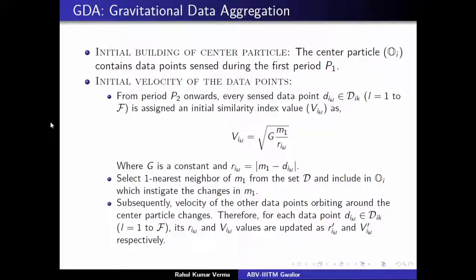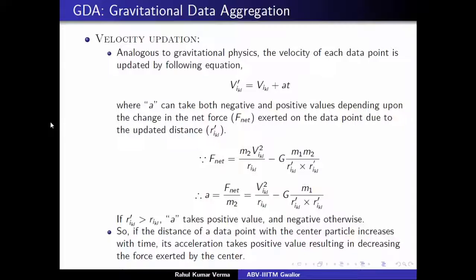So after inclusion of that data point in the center particle, the mass of the center particle will change. That change in the mass of the center particle will instigate a change in the behavior of the other particles orbiting around it. So that's why we have to update the distance and update the velocity based on the change instigated in the center mass. The change in the velocity can be calculated by this equation.